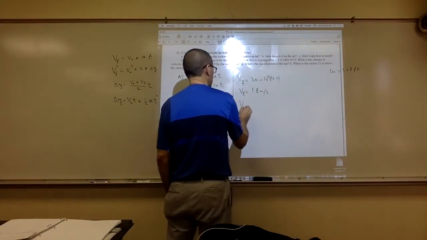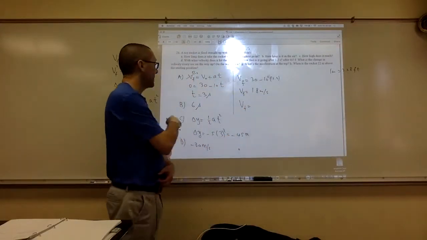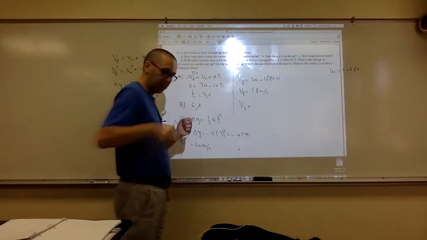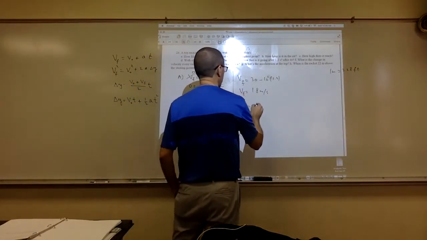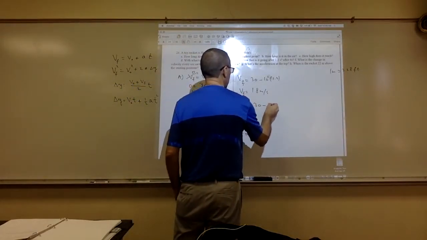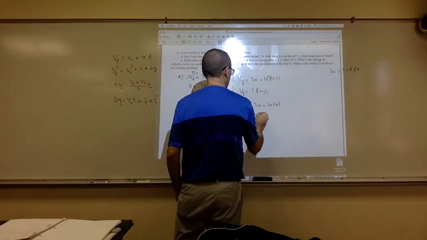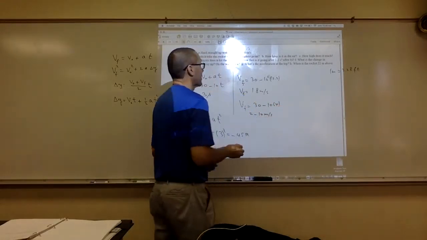At 4 seconds, that should be negative because you pass 3 seconds to get up to the top. So now you're on your way down. So 30 minus 10 times 4 equals -10 meters per second.